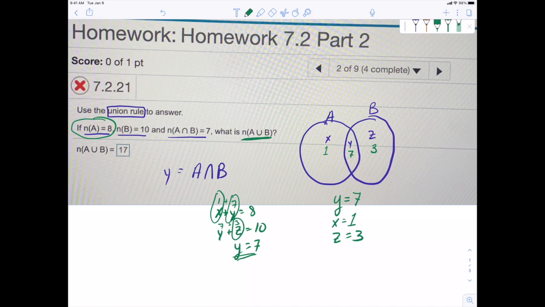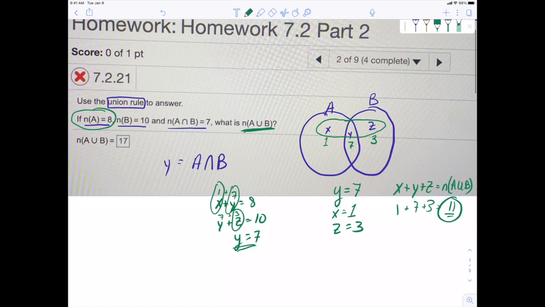So what is A union B? Well, A union B is everything in A or B or in their intersection. So we know that X plus Y plus Z is the same thing as A union B. So X is 1 plus Y is 7 plus Z is 3. So that's 11. So the answer is 11.